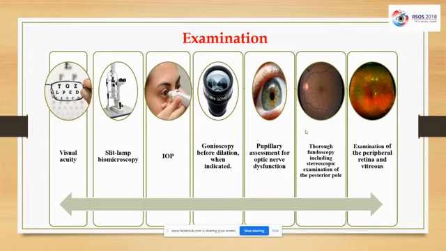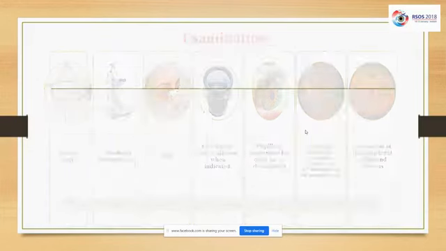If you are suspecting an angle lesion, you need to do gonioscopy before dilatation when indicated. If you are suspecting an optic nerve dysfunction, the pupillary examination should be checked before dilatation as well, to report if there is any optic nerve dysfunction. And also you need to examine the patient for fundoscopy, including stereoscopic examination of the posterior pole, and examine the peripheral retina and the vitreous as well, as part of your examination of the eye.